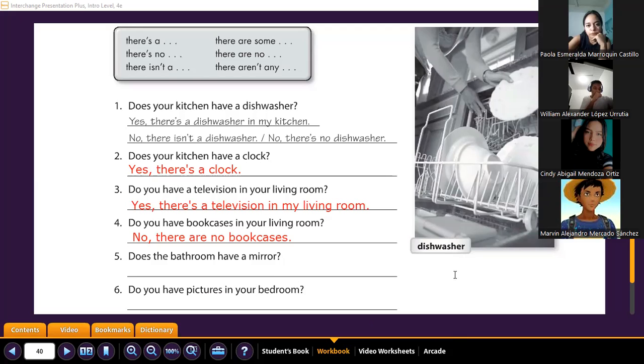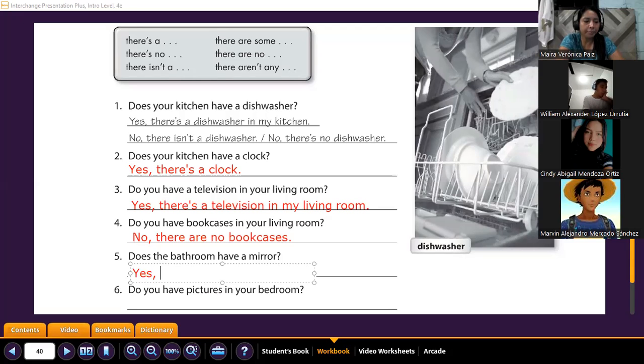Good, now, hello, Paola. Listen, does the bathroom have a mirror in your house? Yes or no, Paola? Oh, sorry. Okay. Yes. Yes, there's a mirror in the bathroom. There we go. Yes, there is a mirror in the bathroom.